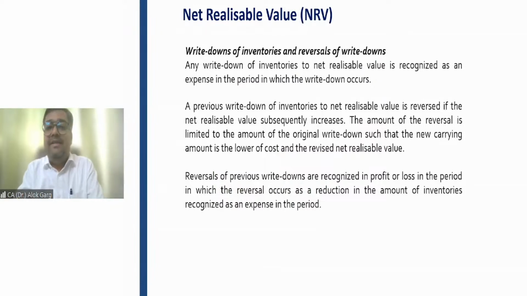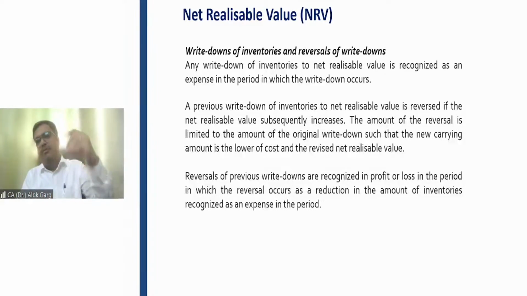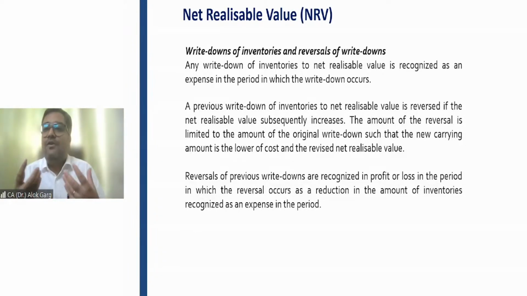Write down of inventories and reversal of write down. Impairment of inventory. Friends, as I told you, the finished goods and work in progress have to be measured at cost or NRV, whichever is lower. Due to low demand, for example, the NRV has gone down from 100 rupees to 80 rupees. So you have to book an impairment loss of 20 rupees.